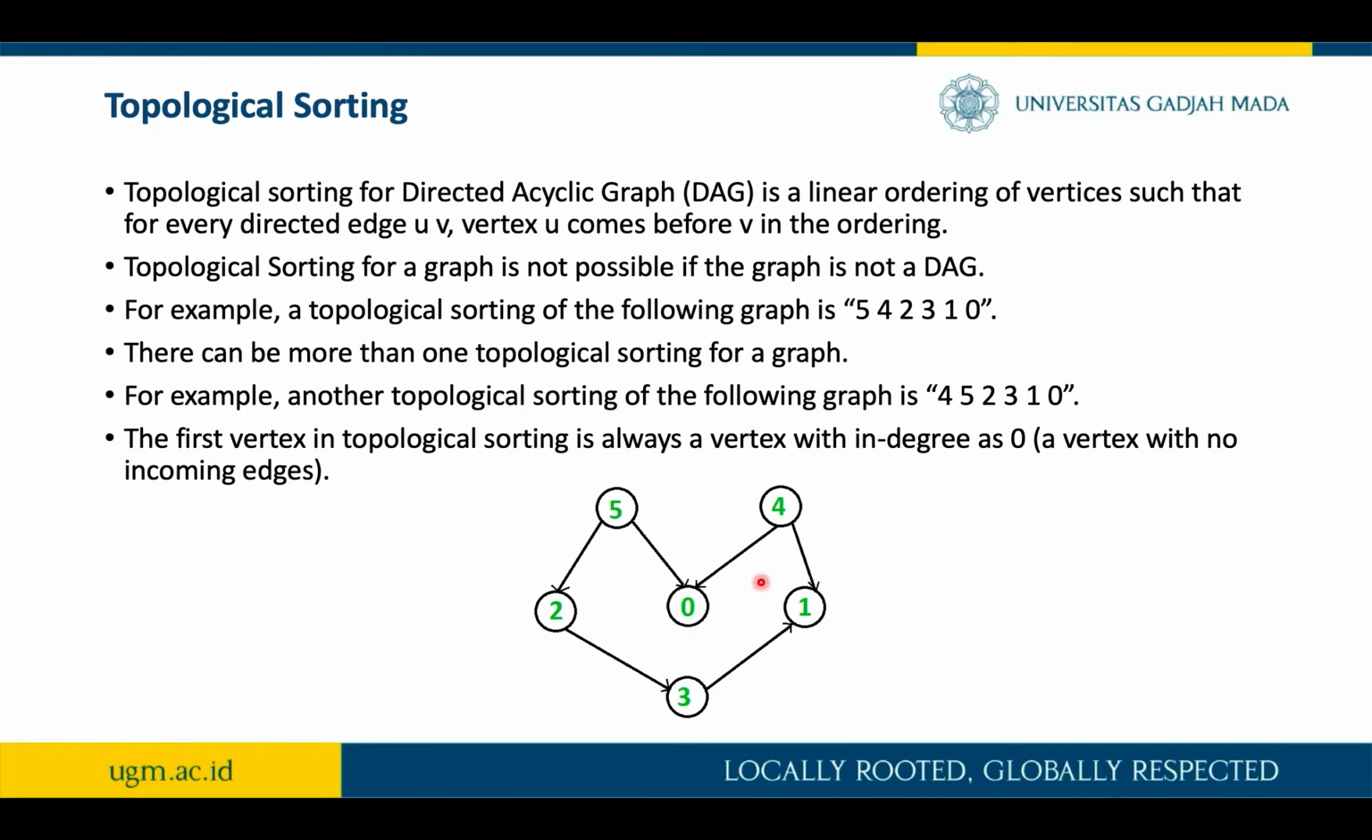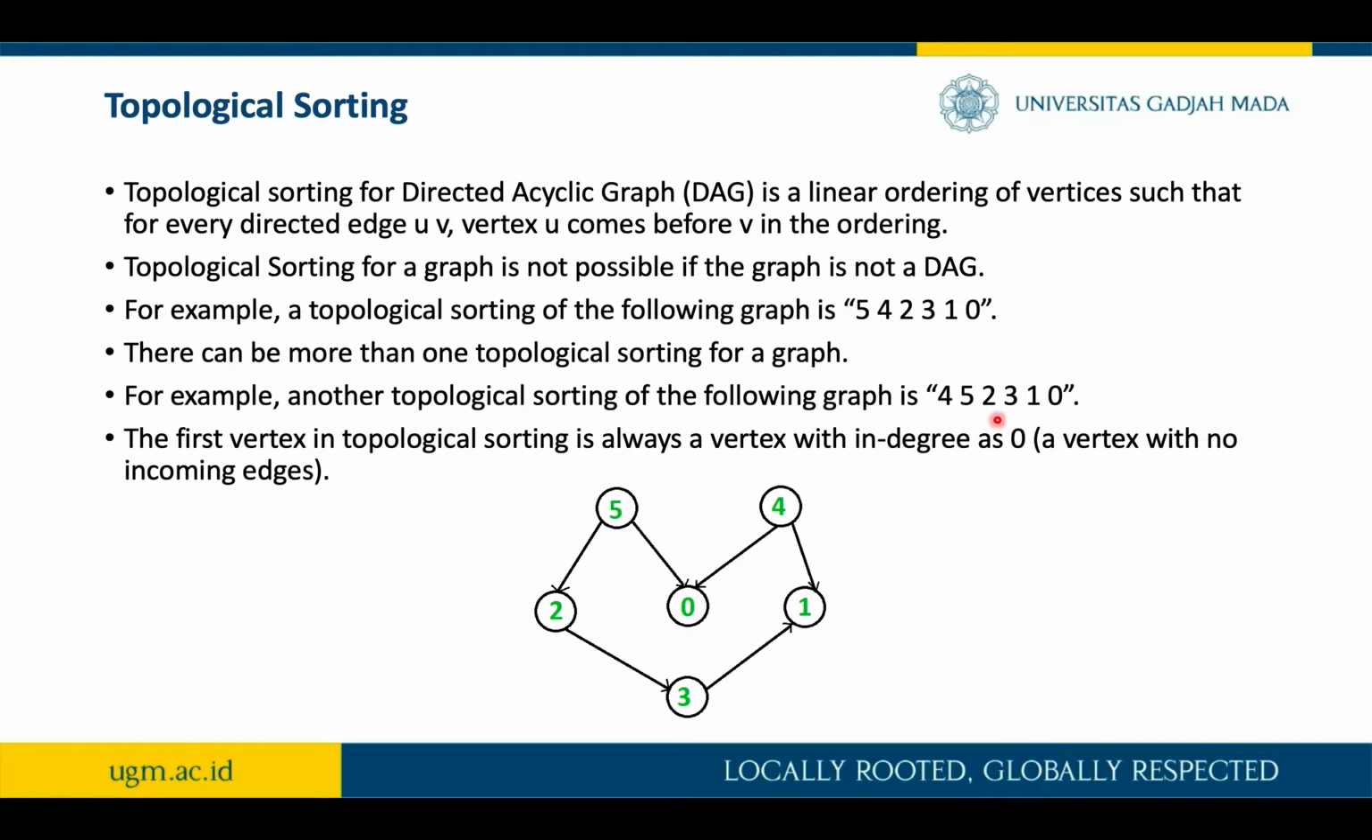And then 4 and 0, 4 appears before 0. And then 2 and 1, 2 appears before 1. So this is an example of topological sorting. And the topological sorting for a graph is not unique. So we can also have another topological sorting like this.